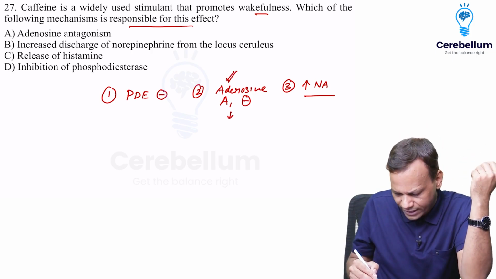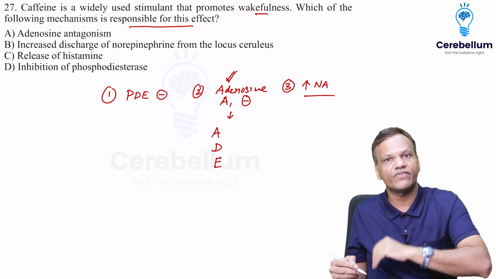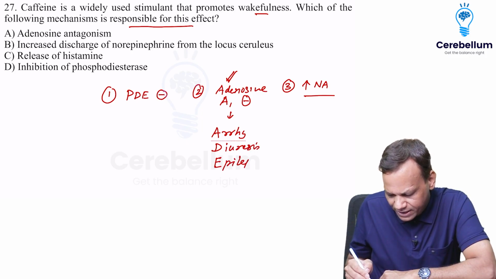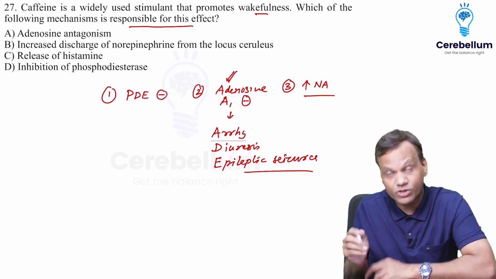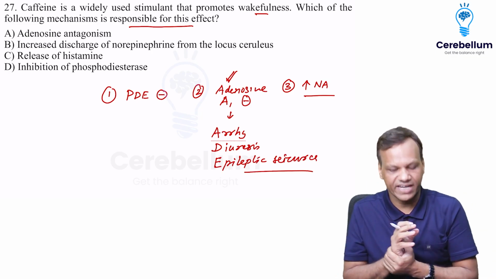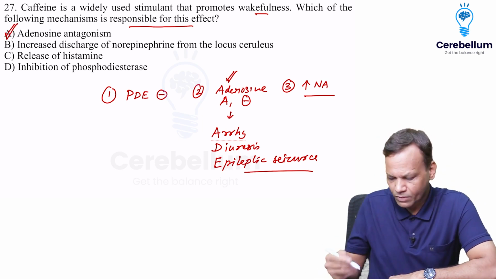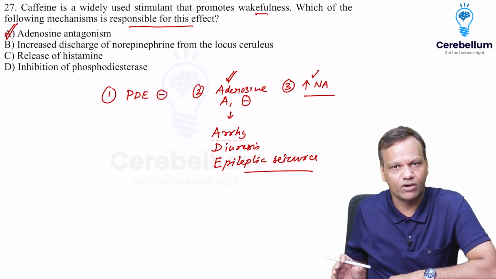The most important is adenosine antagonism. Remember, I told you adenosine antagonism produces side effects, which are remembered by the first three letters of adenosine. A for arrhythmias, D for diuresis, and E for epileptic seizures. Epileptic seizures means it stimulates the brain, so it promotes wakefulness. So the main mechanism is adenosine antagonism. The other mechanisms can also contribute, but the main mechanism they have asked is adenosine antagonism.